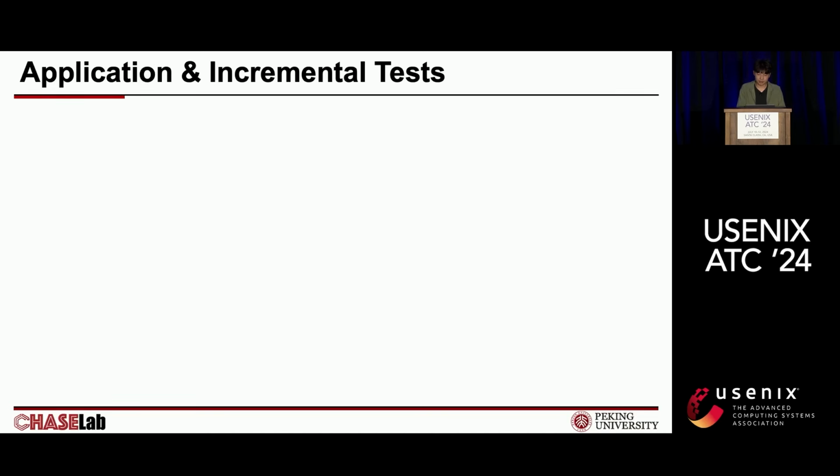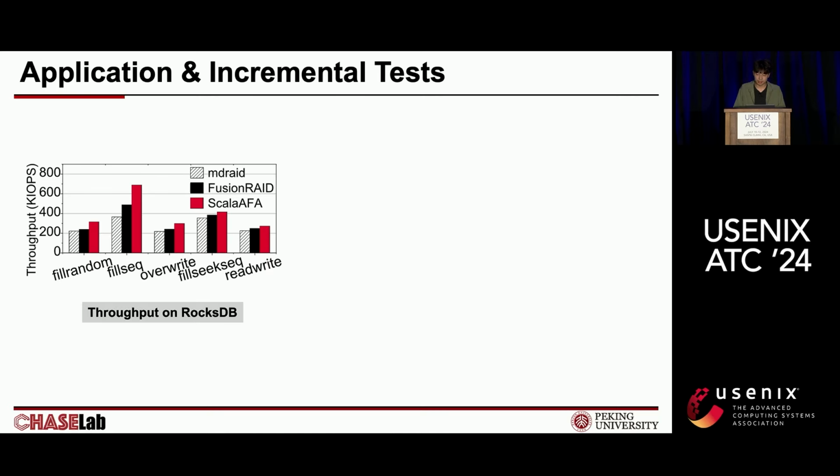To demonstrate the superiority of ScalaAFA on applications, we also conduct an end-to-end evaluation on RocksDB, a popular KV store, with DB-Bench. Thanks to the utilization of SSD internal resources and the high-performance storage stack, ScalaAFA achieves the highest throughput in all workloads. For example, ScalaAFA outperforms MD-RAID by 41%.